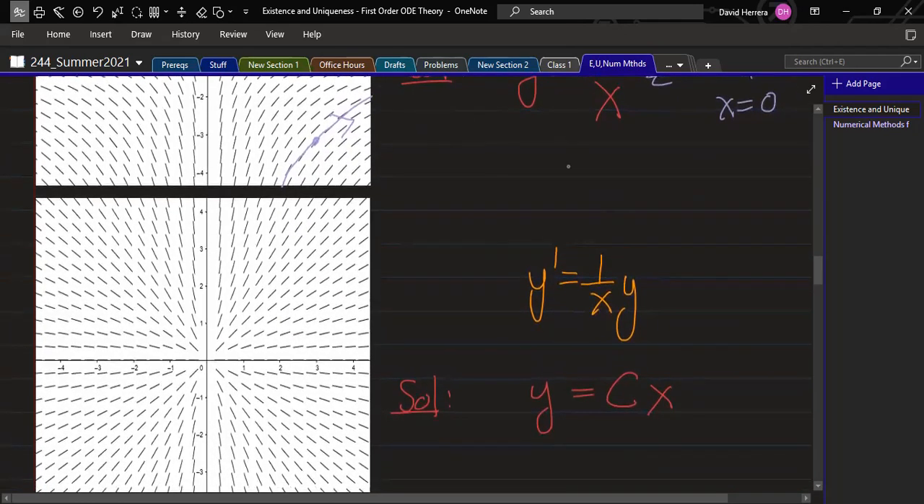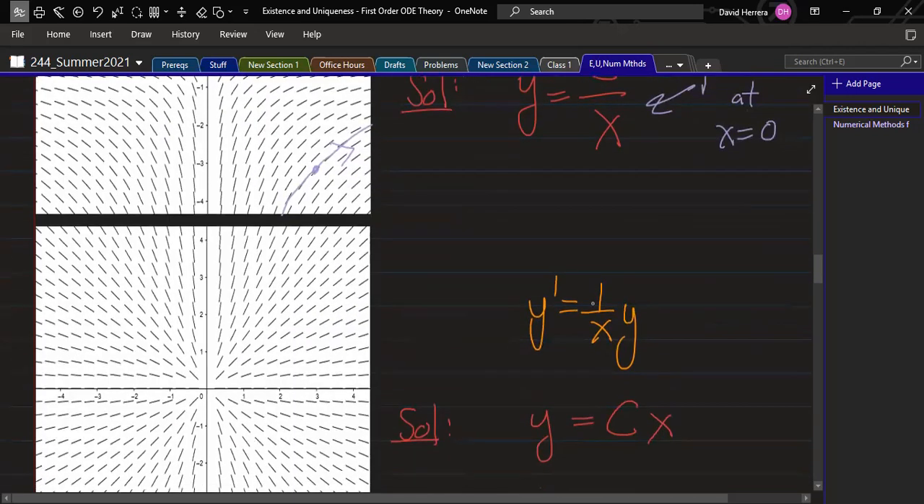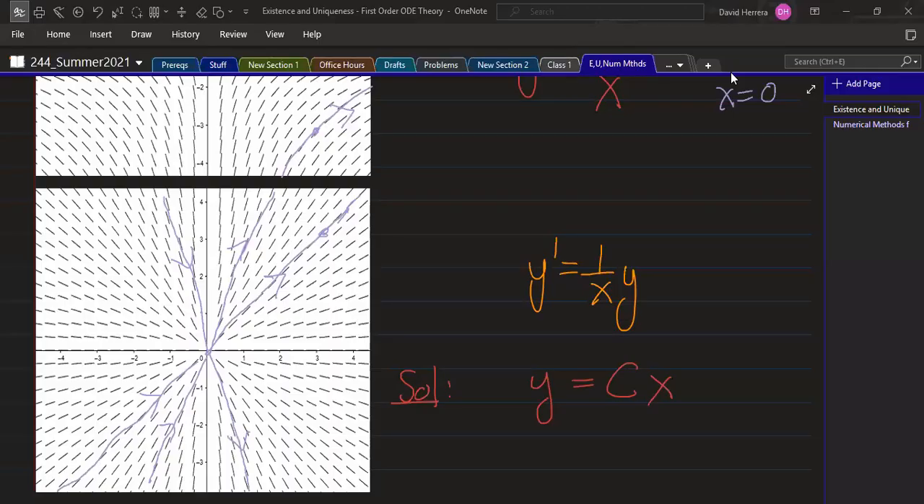This is the same example as above, except instead of a negative sign, there's a positive sign. So let's see what the solutions look like. If you start here, you go down a straight line, basically. I'm going to pause and sketch a few. So for this differential equation, you can see the solutions. They're all lines passing through the origin.